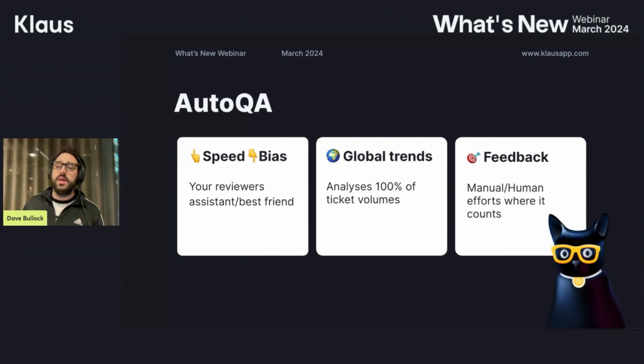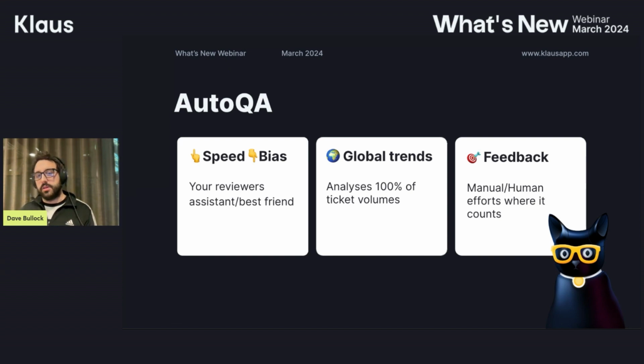AutoQA solves three different things, but I think ultimately we can say that most of all it just cuts the chaff and makes QA useful. So it'll give you an increase in speed and a decrease in bias. And this makes it your reviewer's best friend. And this is something that we really want to emphasize, that AutoQA isn't something that replaces your manual review process, but something that augments it.